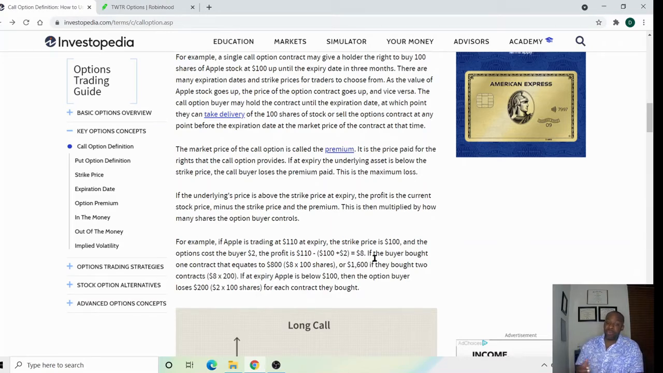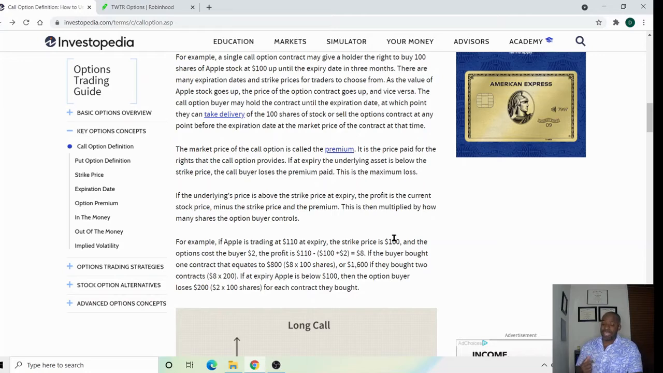Now, say you had the $10,000, and instead of buying the 100 shares of Apple and then selling and making $1,000, say you'd have bought 50 contracts at $2 per share. That would have netted you $40,000, because that would have been 50 times the $800 profit. So instead of only making $1,000 off of the $10,000, you would have made $40,000 off of the $10,000.